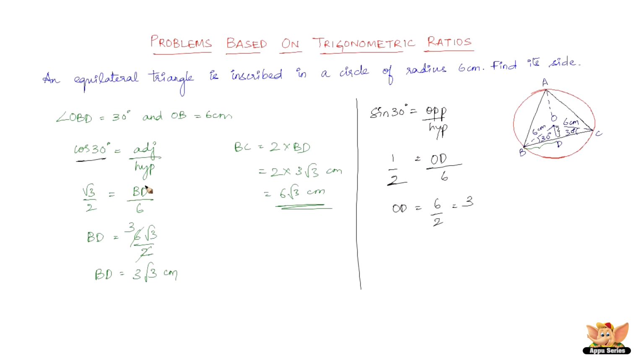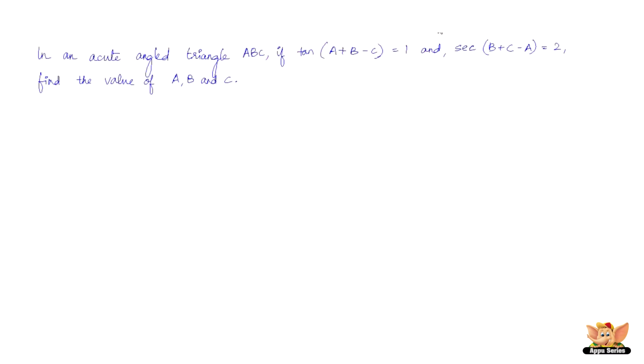If cos is adjacent by hypotenuse, or if sine is opposite by hypotenuse, what is what? If you know so much, it's almost done. So let us solve another problem before we complete with this video. So here we have another question.